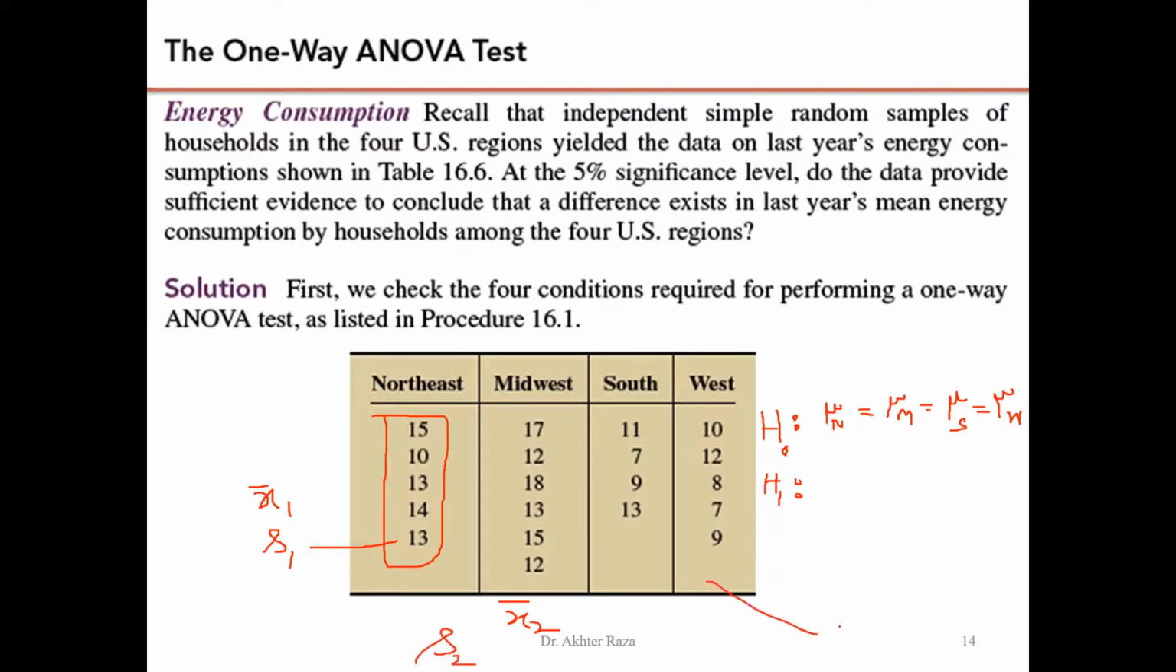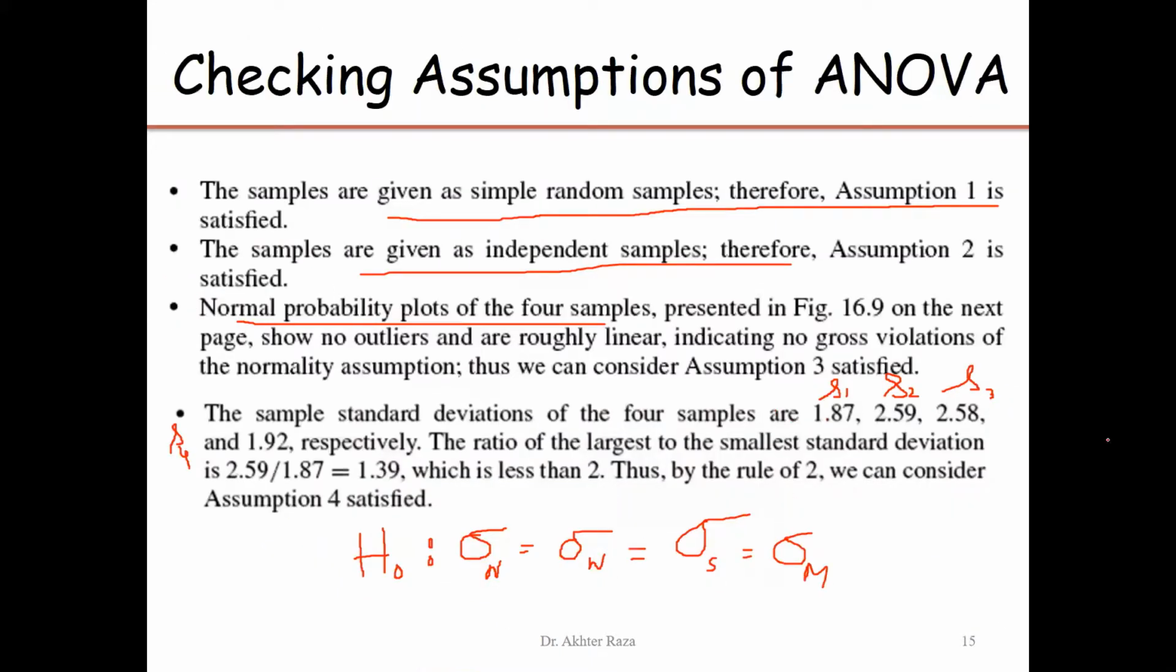The standard deviation of the fourth sample is S4, and the mean of the fourth sample is X4 bar. So these are known as the descriptive statistics. By descriptive statistics, we have the 4 values of the standard deviations. These standard deviations are 1.8, 2.59, 2.58, and 1.92. The informal test can be done by just comparing the ratio.